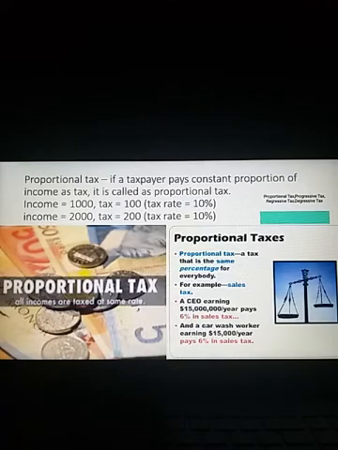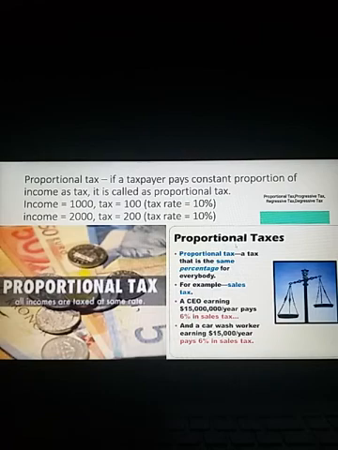Proportional tax: all incomes are taxed at the same rate. At least this definition you learn. Simple. All incomes are taxed at the same rate. 1000 also 10%, 2000 also 10%, 1 lakh also 10%, and 10 lakhs also 10%. Whatever may be the income, the rate of taxation remains constant. That we call proportional.